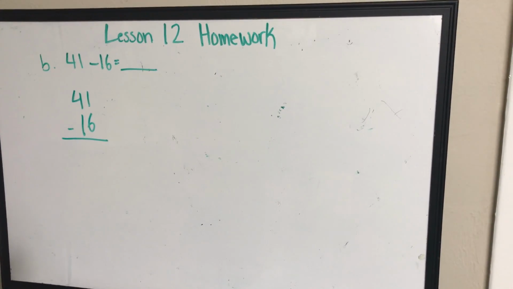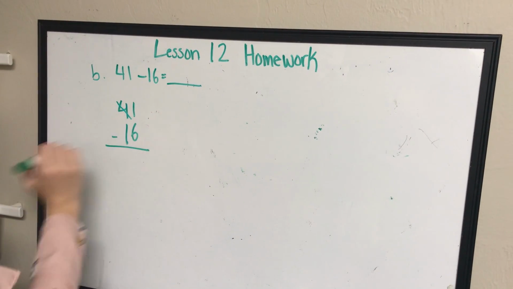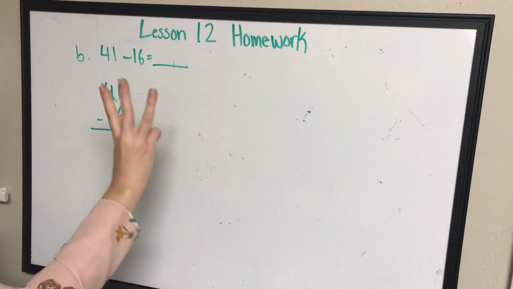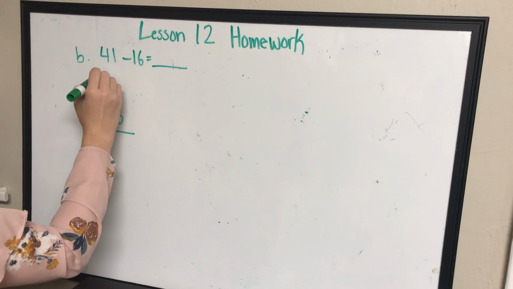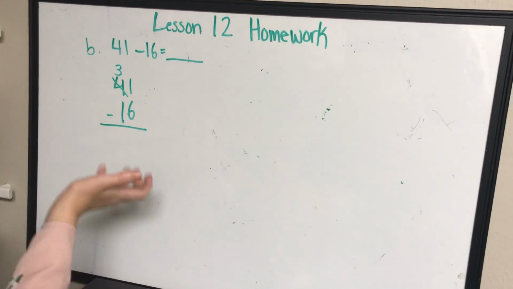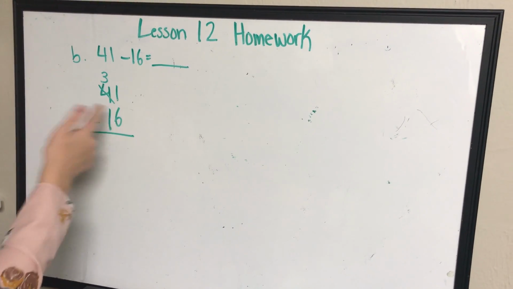Can I do 1 minus 6? No, I'm going to have to go over to my tens, take 1 ten away. If I have 4 tens, I take 1 away, I now have 3 tens. My 4 turned into a 3. I now have 10 ones in my hand, and they have to go somewhere. They cannot disappear. I'm going to add my 10 ones to the ones place.